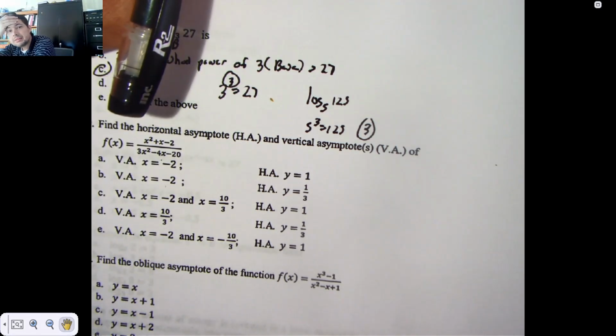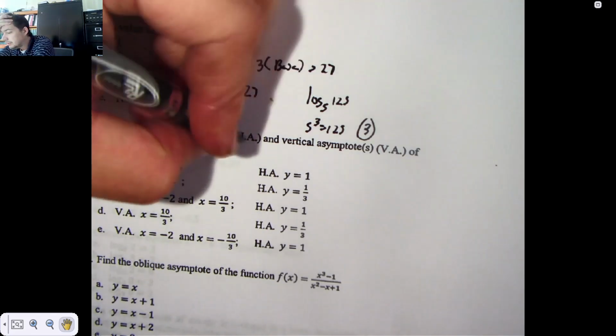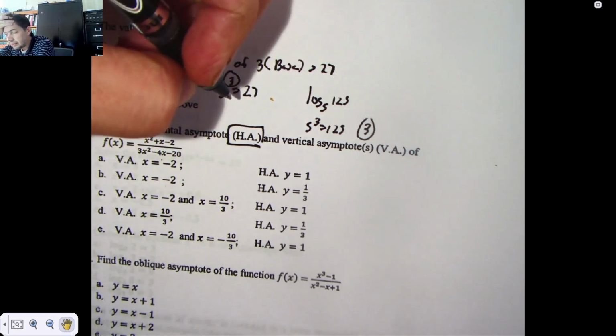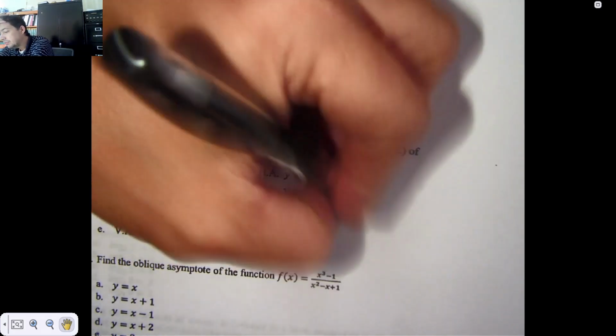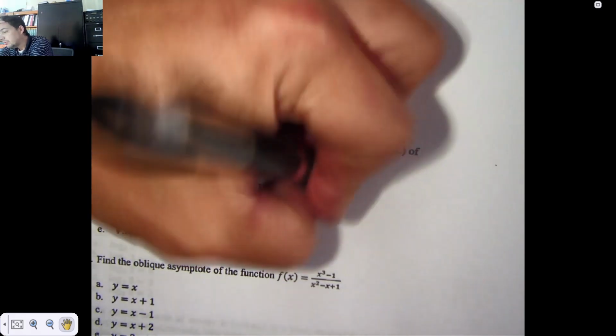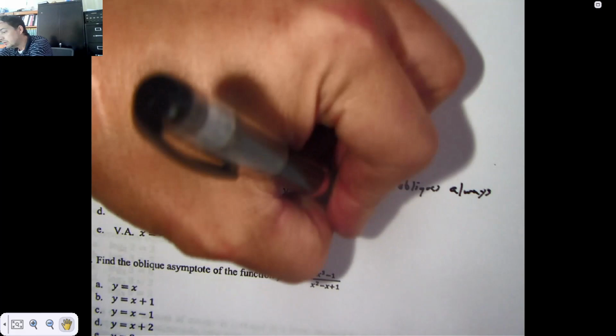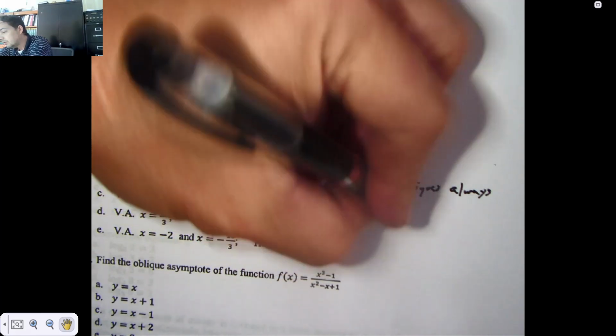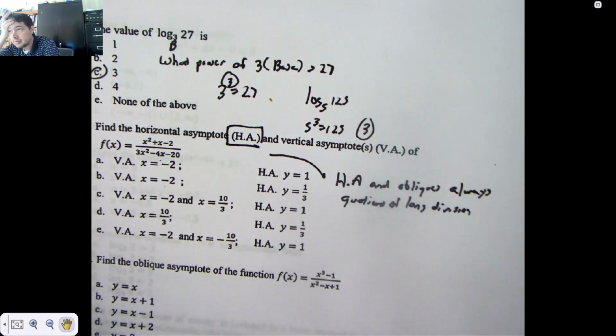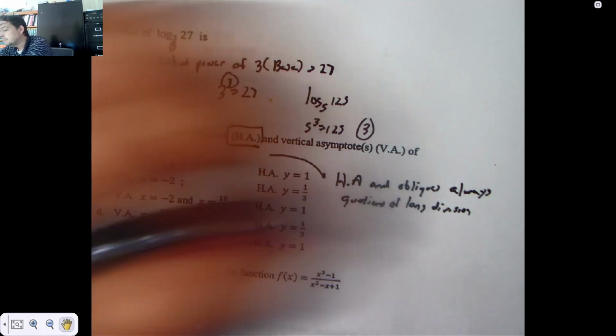All right, find the horizontal asymptote and vertical asymptote of the following. Now, I know the answer for the horizontal asymptote is going to be a third, but if you want to find an asymptote, your horizontal asymptotes and obliques are always the quotient of long division. There are 3 shortcut rules for these, but kids never seem to remember the blasted things. So just do long division. It always works.